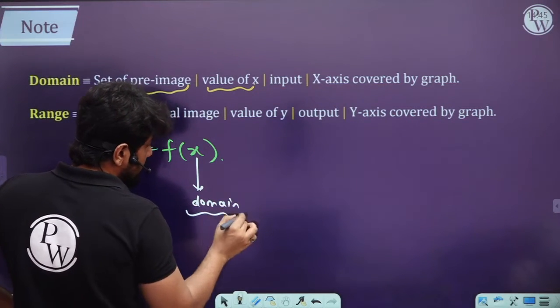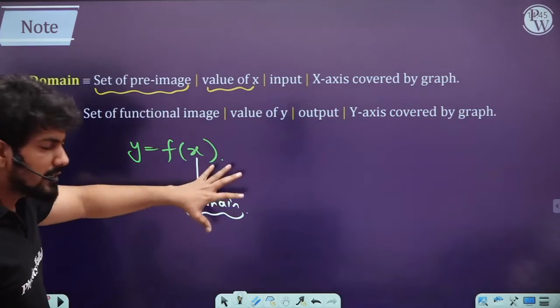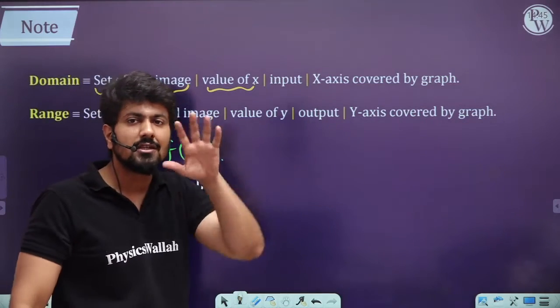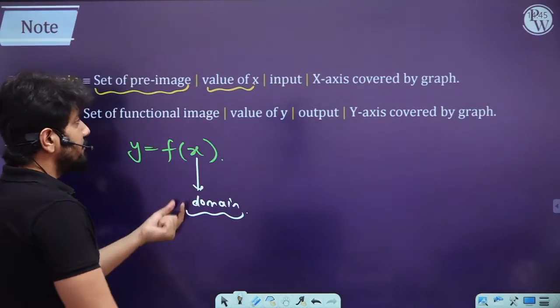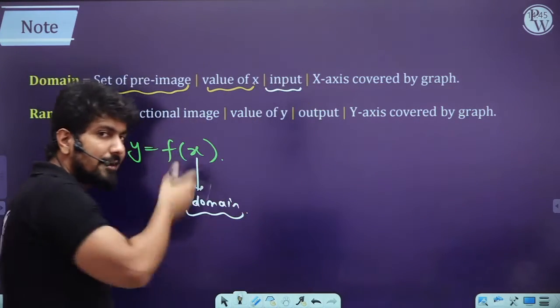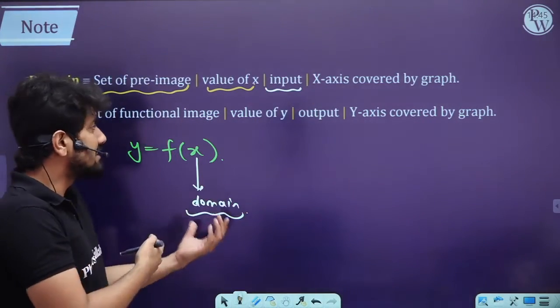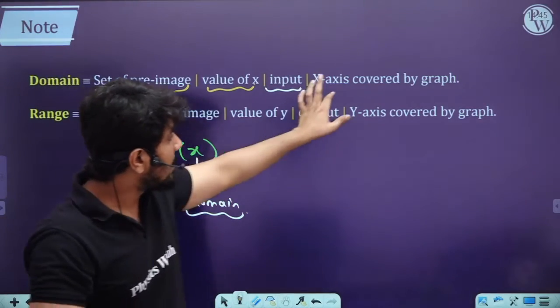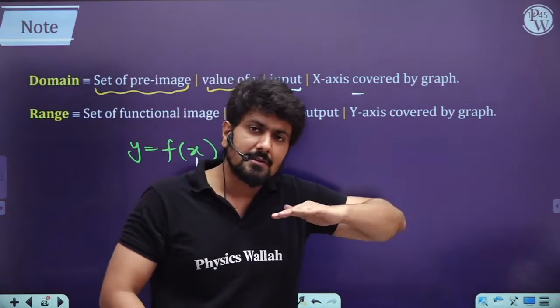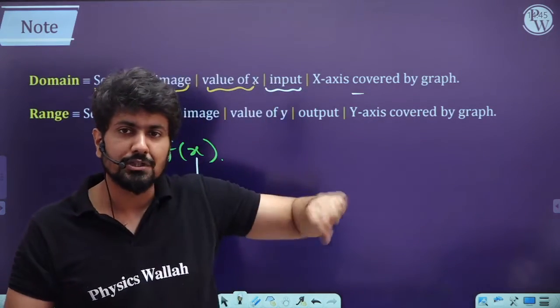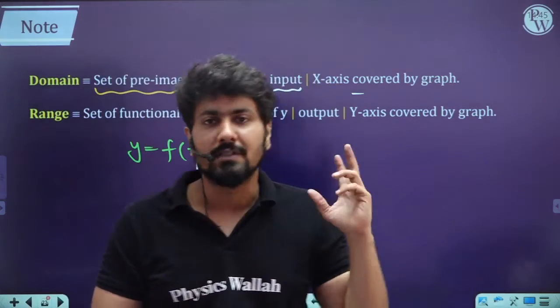What are the values of x which are permissible, which we can put inside the function? These are known as the domain. Values of x, or we can say inputs that we can put inside the function, that is basically the domain. Or in the graph, the x-axis covered by the graph. Which portion of the x-axis the graph covers will be the domain of this function.